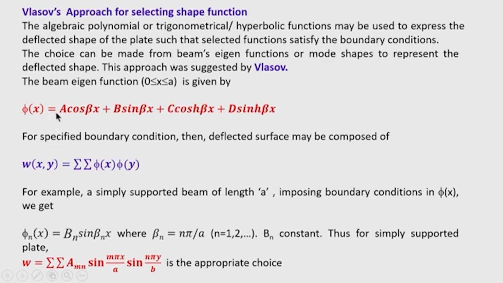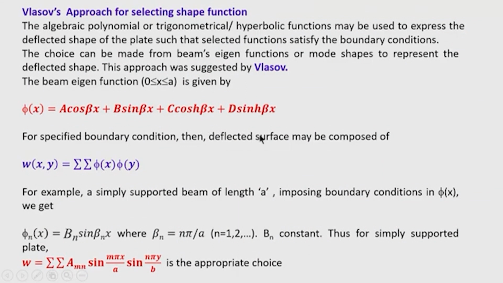Then here you can see there are 4 terms, one with cosine, another with sine, another with cos hyperbolic and another with sine hyperbolic, and the 4 terms contain 4 independent constants of integration. These constants of integration can be found by applying the boundary conditions of the beam. Now, for specified boundary conditions, the deflected surface can be composed of phi x into phi y.